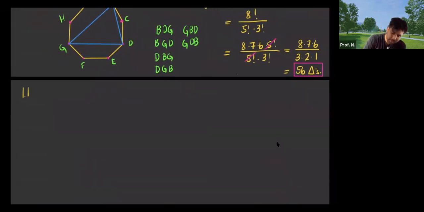This is 1.1, number 5. So we have different pizzas. I would just call them small, right? Medium, and the large.